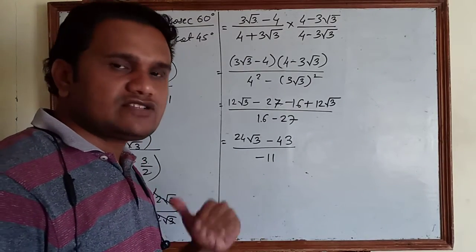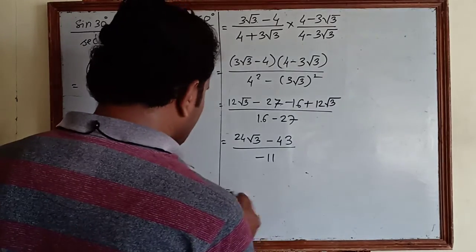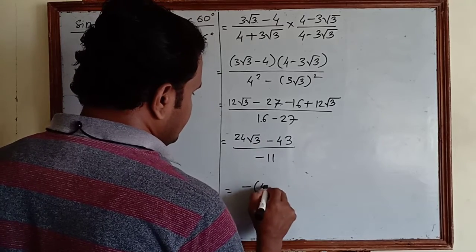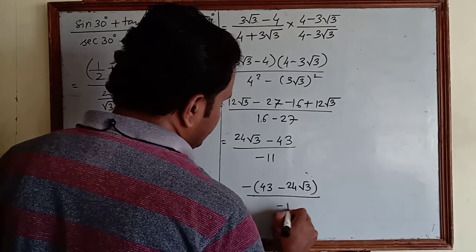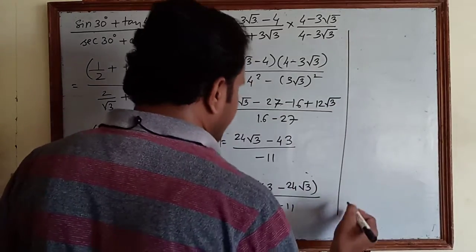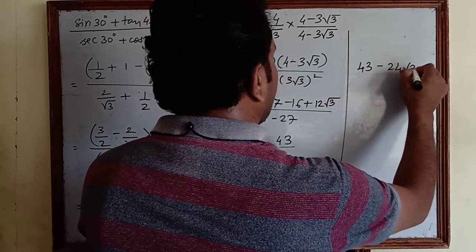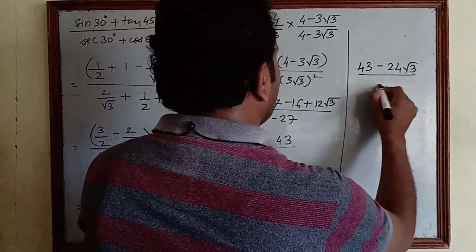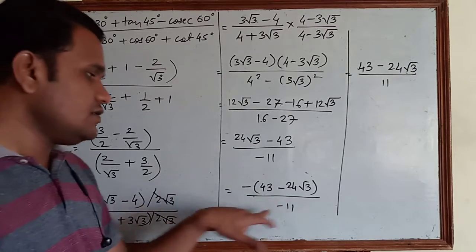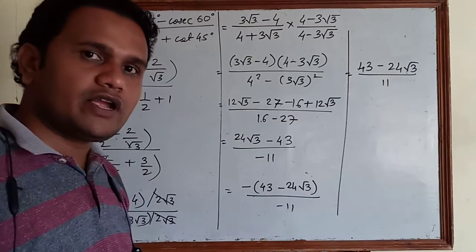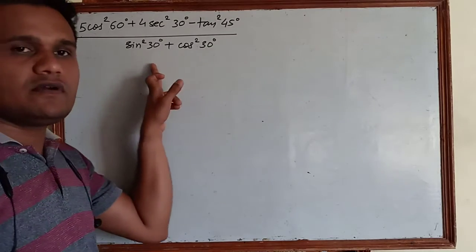Now, as we have done in the last question also, you may take out the minus sign common. How? So minus, this minus, so it will be 43 minus 24 root 3 upon minus 11. Minus minus will get cancelled, and your answer will be 43 minus 24 root 3 upon 11. Okay. So this is how we take the minus sign common, and this is your answer. Okay. Now in the next question, you have to find the value of this expression.